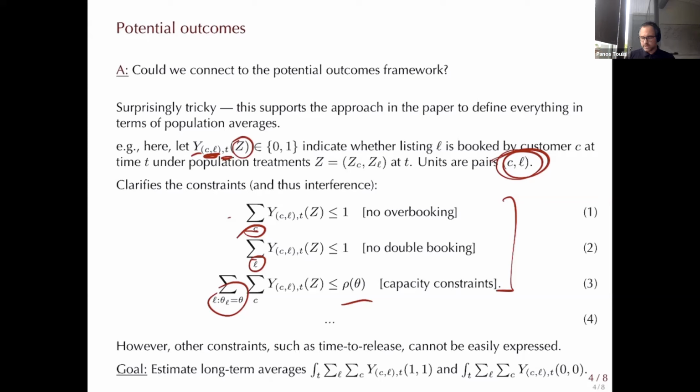However, the downside here, and I'm kind of cheating here, is that I'm not telling you what these dots are, and there are other constraints in this system, like the release time constraints, that are just really hard to write down in terms of potential outcomes. So there's an upside and downside. But I think it's an interesting connection between the two frameworks.